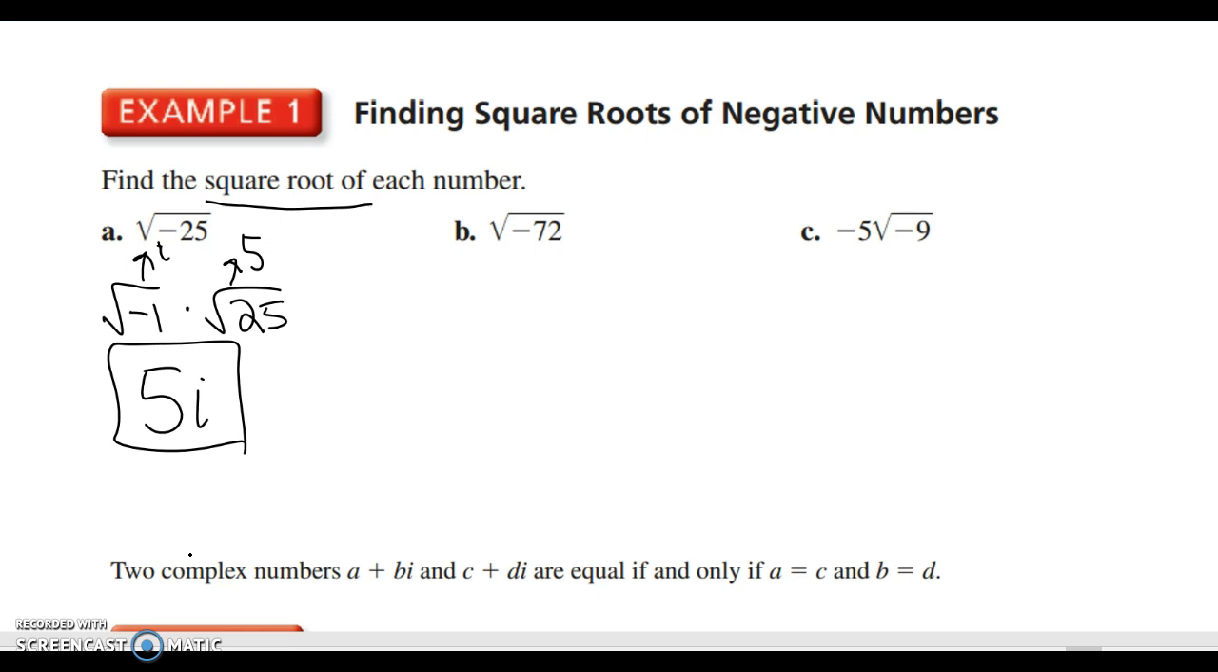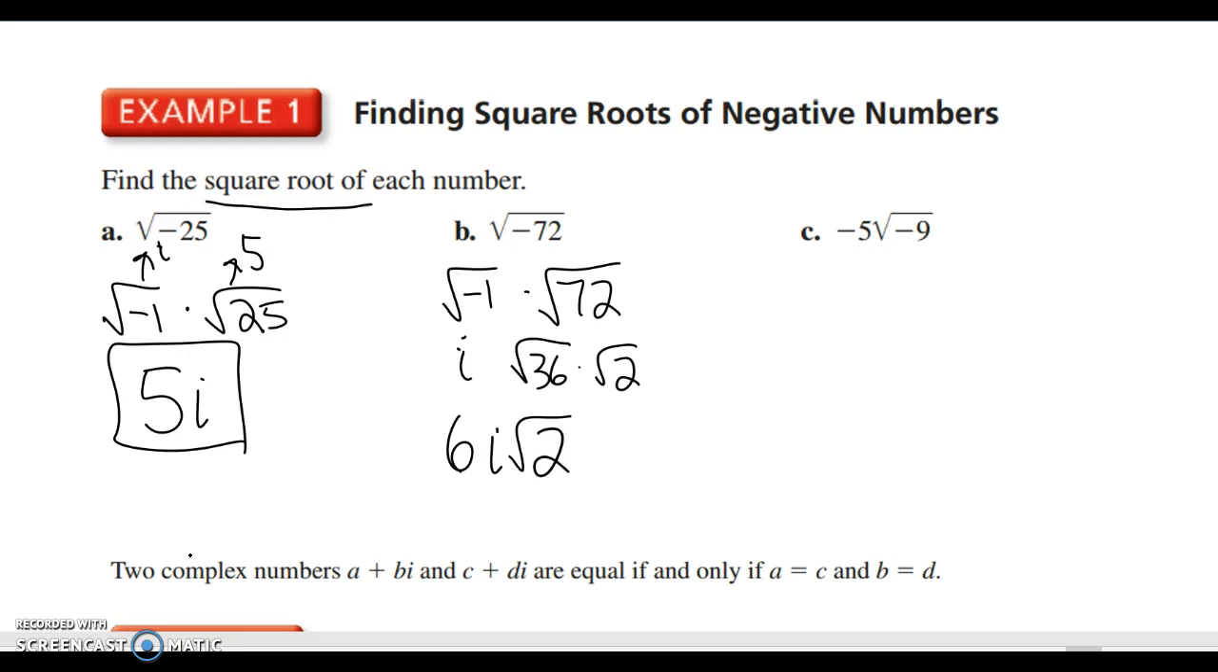So now for 72, I'm going to write that this is the square root of negative 1 times the square root of 72. But I have to break down 72 and simplify it. So I know we're going to get an i somewhere in our answer. And then 72 is the same thing as 36 times 2. So I'm going to say my final answer here is 6i square root 2.